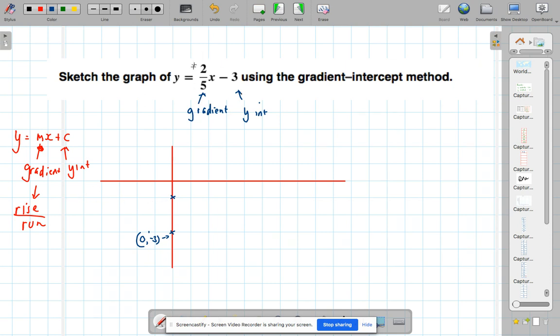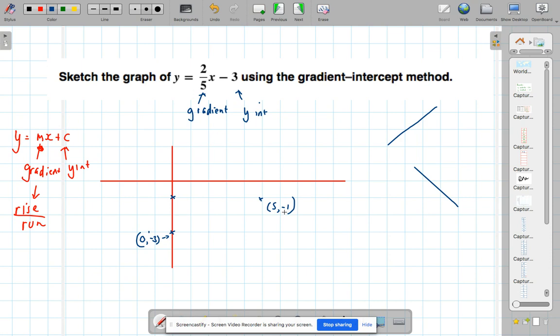If it's a positive gradient, positive gradients always slope that way. Negative gradients slope that way. So my rise here is 2, and because I'm sloping from left to right, bottom left to top right, the 5 will be counting to the right. So 1, 2, 3, 4, 5. So that's my other point there. That point is in fact 5 across, and 1 down, which is negative 1.